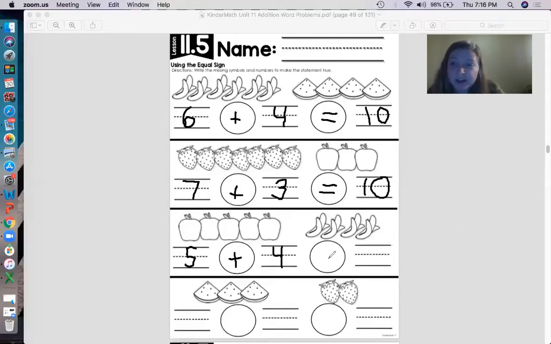Now, what do we put in here? The equal sign. Awesome job. And now, they want us to count how many apples and bananas there are all together. Are you ready? Let's count all together. 1, 2, 3, 4, 5, 6, 7, 8, 9. 9 altogether.